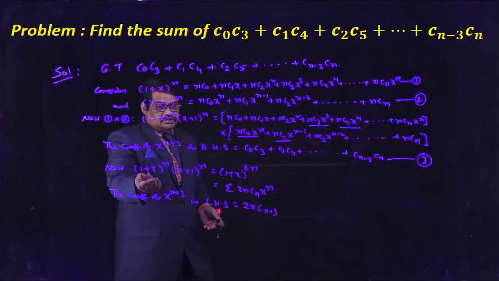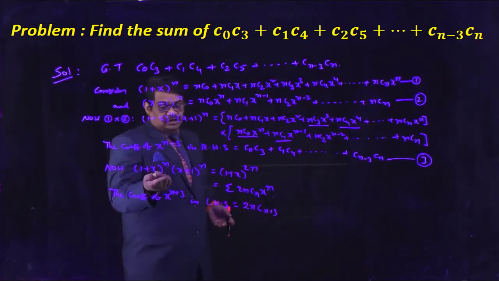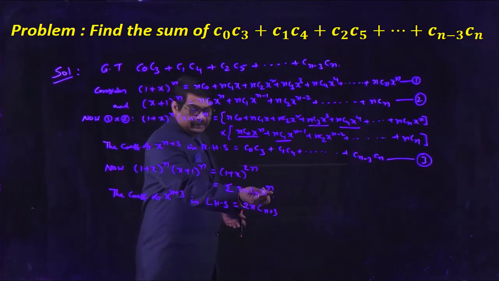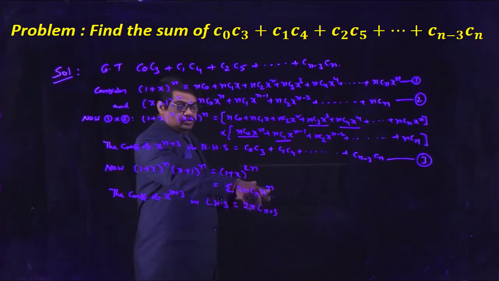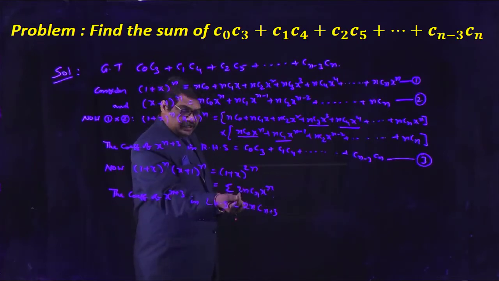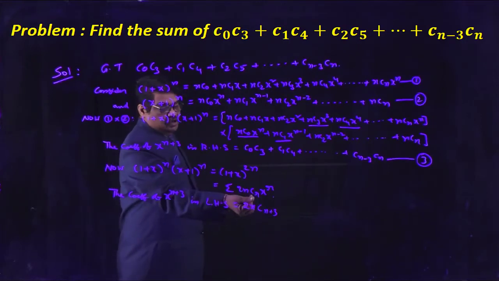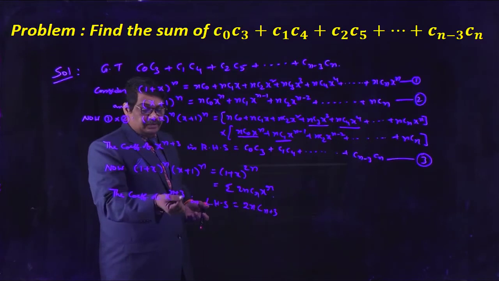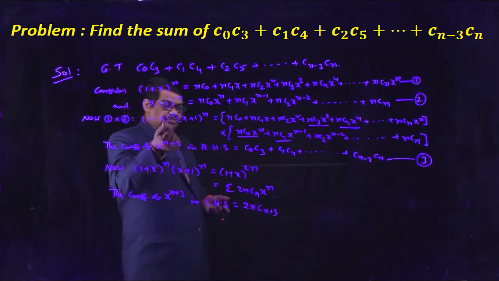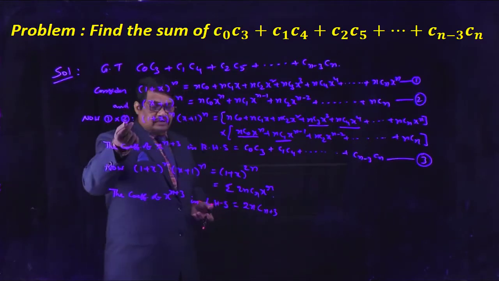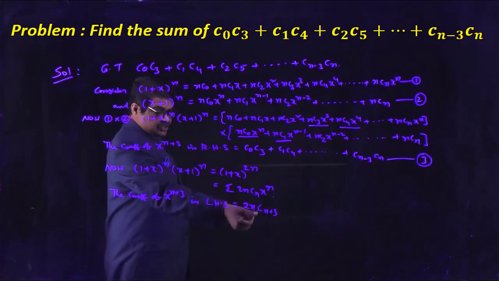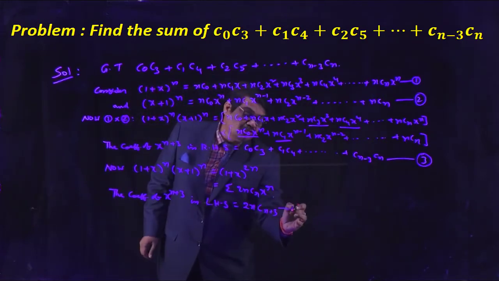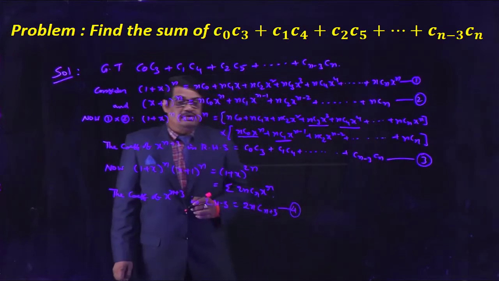In this LHS expansion, the coefficient of x to the power of n plus 3 is when r is equal to n plus 3. Then what is the coefficient here? 2n C r with r is n plus 3. So the coefficient of x to the power of n plus 3 in the LHS of the product of equations 1 and 2 is 2n C n plus 3. This is equation 4.